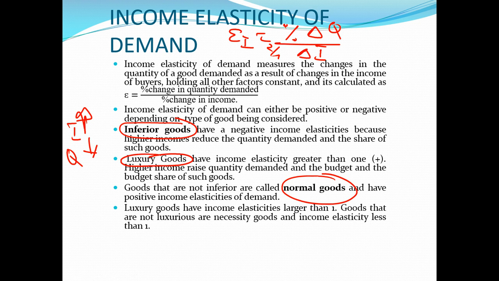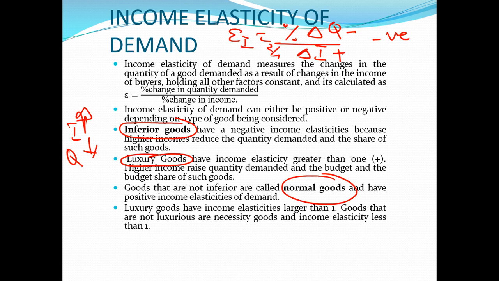So why is it negative? What you notice is that there is an increase in income, which means the denominator is positive, but there is a reduction in quantity, so the numerator is negative. Negative divided by positive, the answer is negative at the end of the day. So no wonder income elasticity for an inferior good is actually negative.